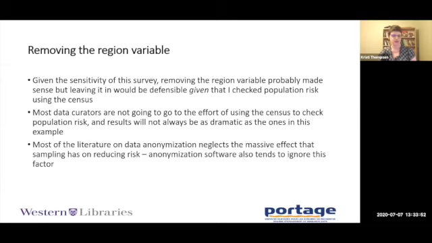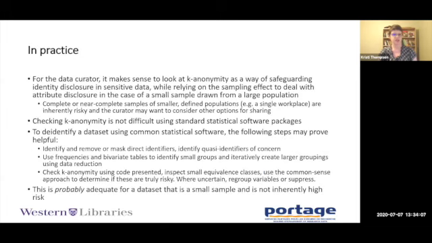Most of the literature on data anonymization neglects the massive effect that sampling has on reducing risk. Anonymization software also tends to completely ignore this factor. In practice for the data curator, it makes sense to look at k-anonymity as a way of safeguarding identity disclosure in sensitive data while relying on the sampling effect to deal with attribute disclosure in the case of a small sample drawn from a large population.